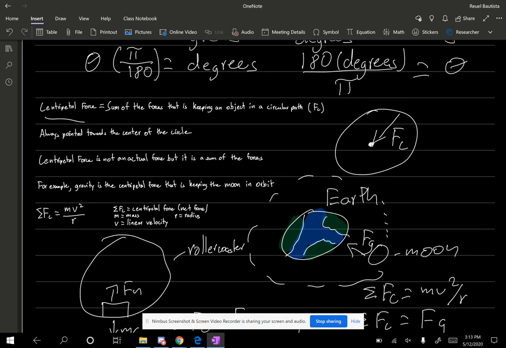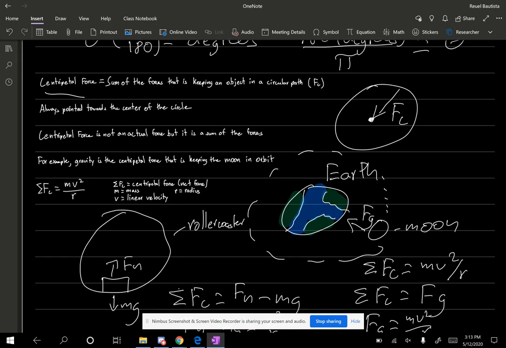Next is centripetal force. Centripetal force is not an actual force, but it's the sum of the forces that enables an object to move in a circular path, right? So let's say you have a yo-yo and you're spinning it in a circle. You know that the tension from the rope is the reason why it's being spun in a circle. So that means your centripetal force, your net force, is just tension, right?